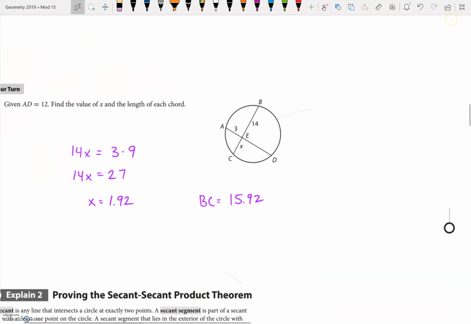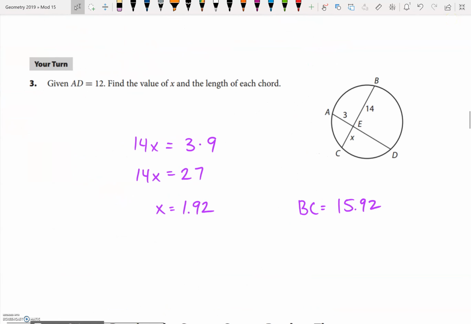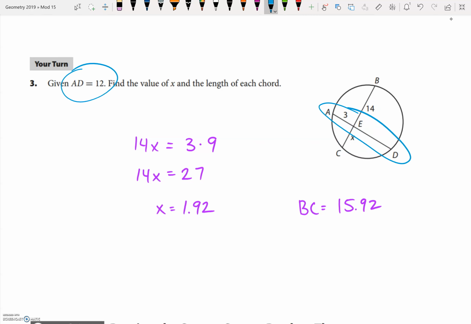Through the power of editing, ta-da. 14 times x equals 3 times what? Well, it says that AD is 12. So if AD is 12, then 3 minus whatever, that must be 9. So 14x equals 3 times 9.